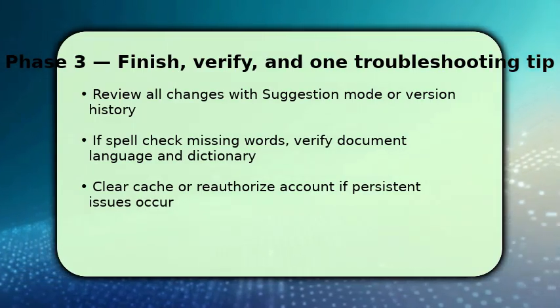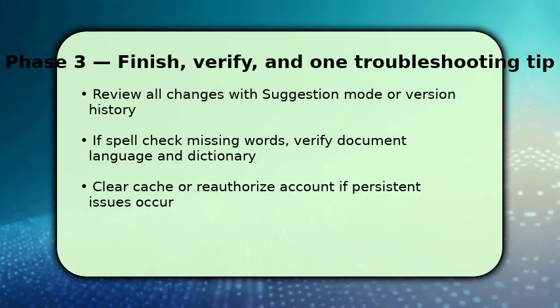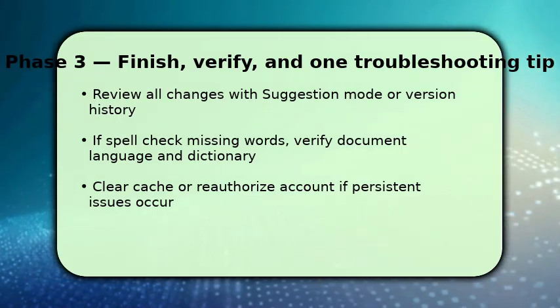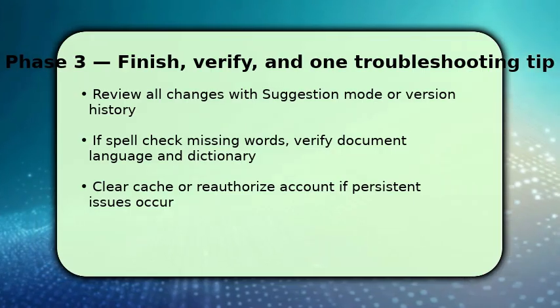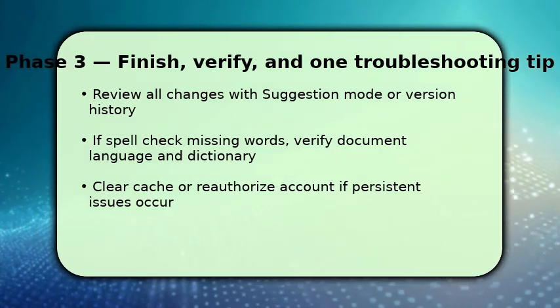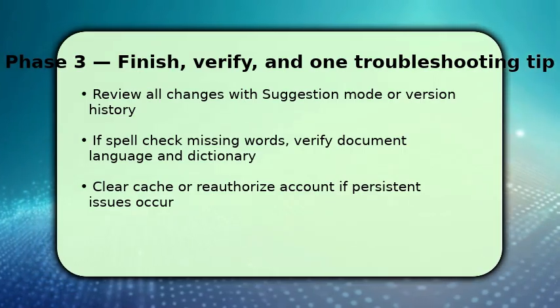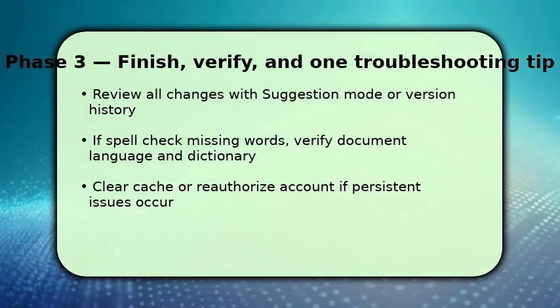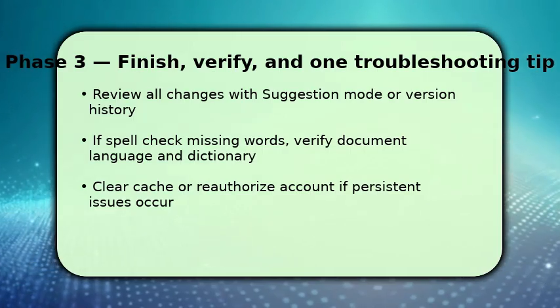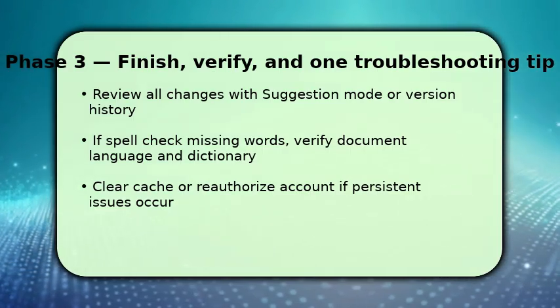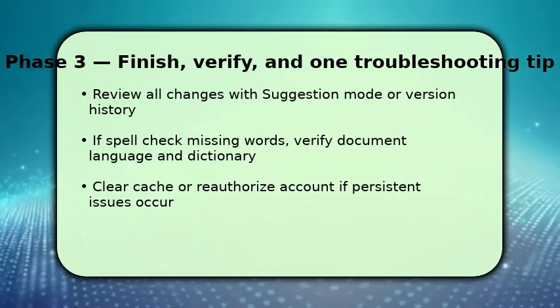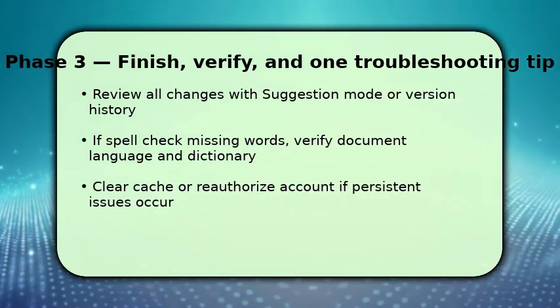If spell check misses terms, make sure the document language matches the text and that your custom dictionary entries are saved. Once done, run a final manual scan for names, acronyms, or 1/4 style fractions that automation can miss. If spell check never appears, clear your browser cache, reauthorize Google account access, or try a different browser. These fixes solve most persistent problems.